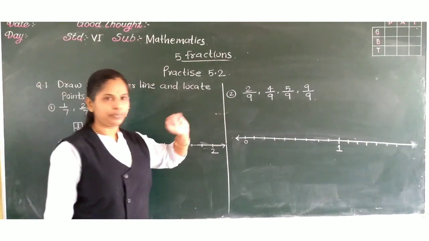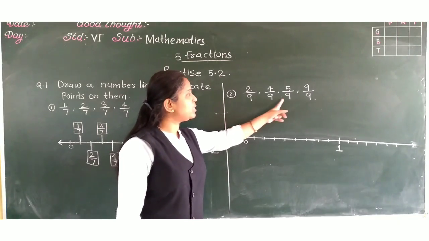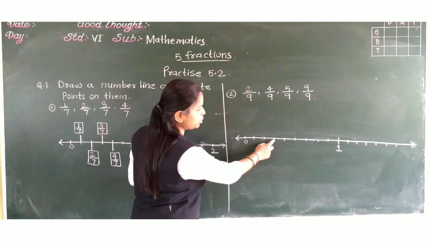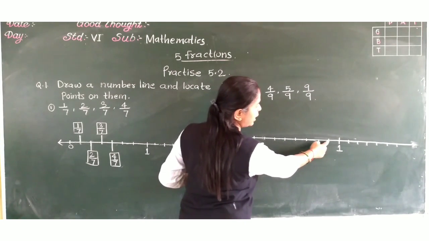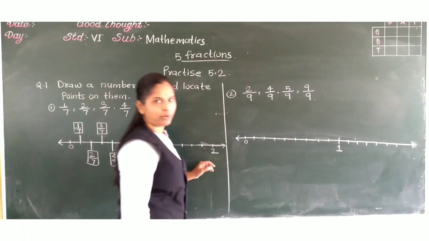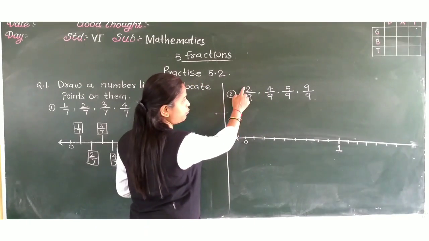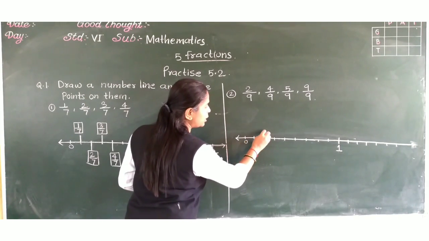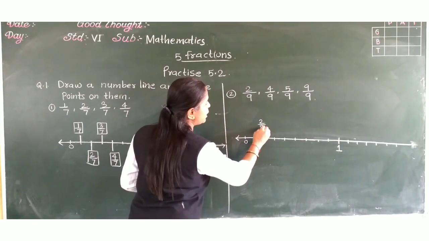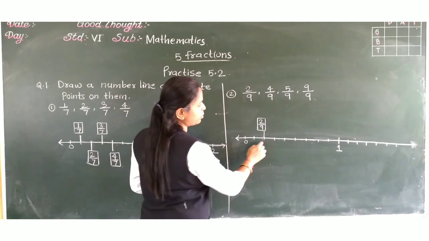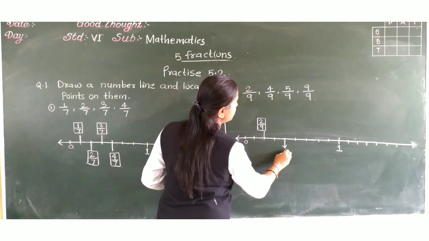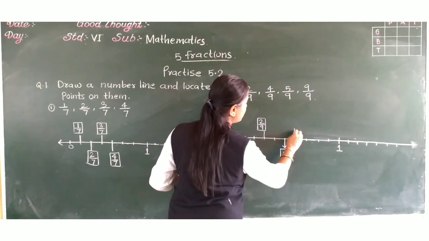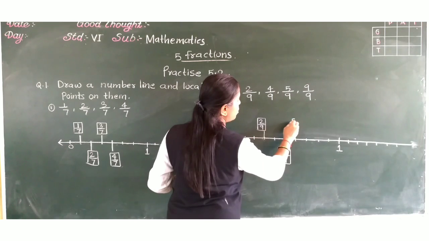Now look at the second one. How many parts will be there between 0 to 1? Correct, 9 parts. So see here, 1, 2, 3, 4, 5, 6, 7, 8. On the 9th part, you will have to write 1. Okay. So first, 2 upon 9 means after 0, second line. That is 1 and 2. Here 2 upon 9 will be there. After that 3, 4. Here 4 upon 9. Then 5 means here, 5th. So 5 upon 9.